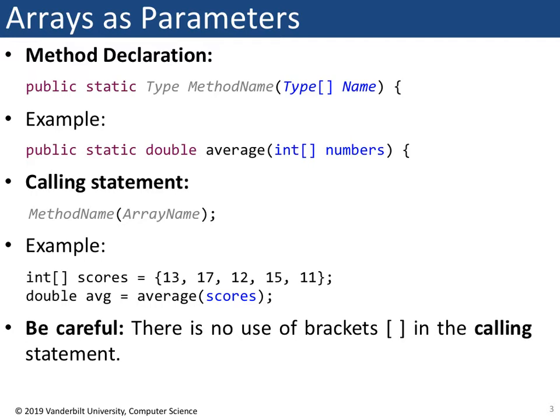So then an example of this would be int open and close brackets to declare an integer array called scores, and then we are going to initialize it with these values, 13, 17, 12, 15, and 11. So this creates a new array object and populates it with those values, and then we are going to pass the scores array to the method called average. So average and then open parentheses scores. And we will capture the return value from average into this variable called avg of type double.